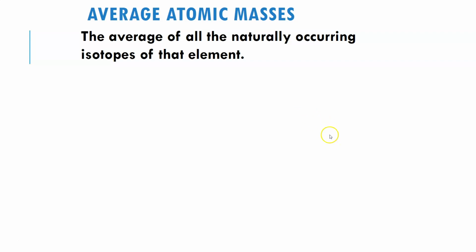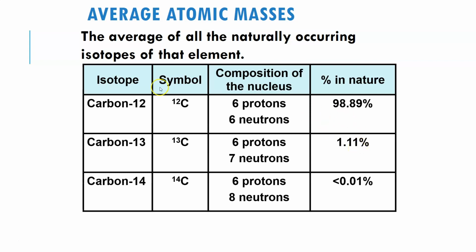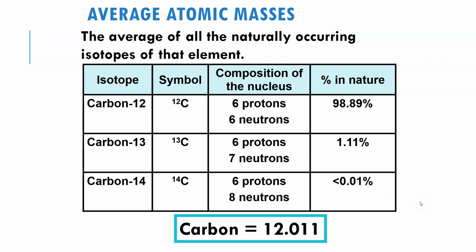But something I may ask you to do is, if you're given the information about the isotopes, you should be able to calculate the weighted average. If I give you the atomic mass from the periodic table, you should be able to look at it and try to predict what you think the most common isotope might be. So we'll learn how to do that today.